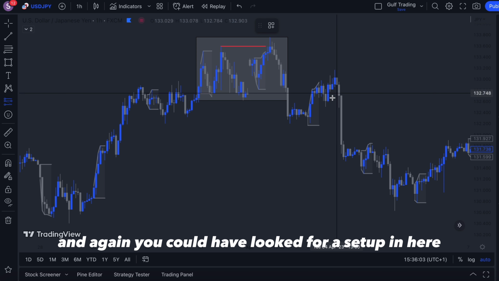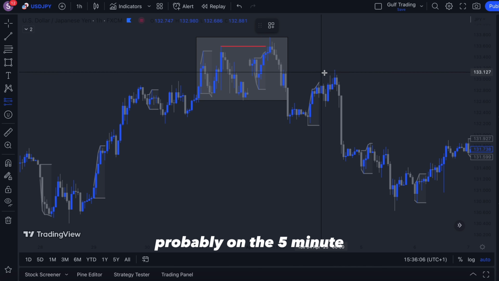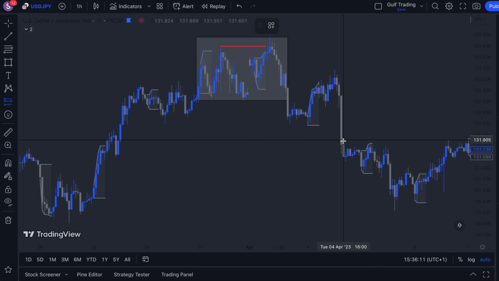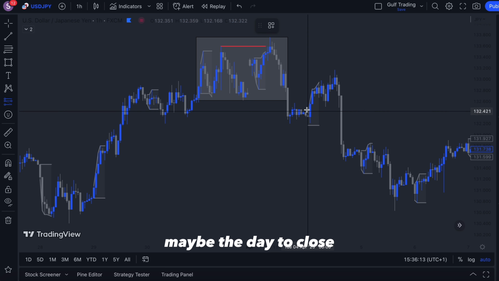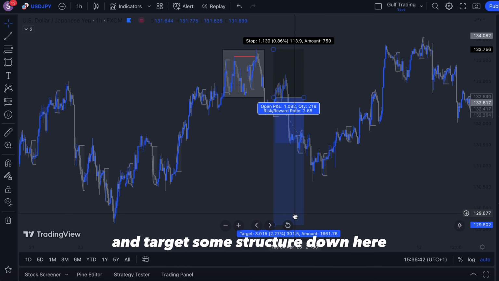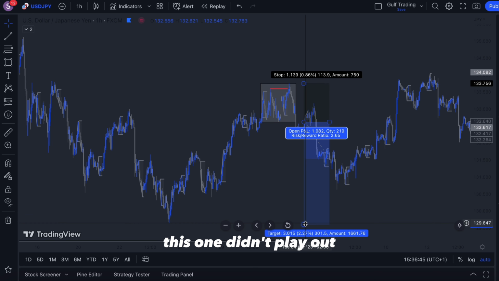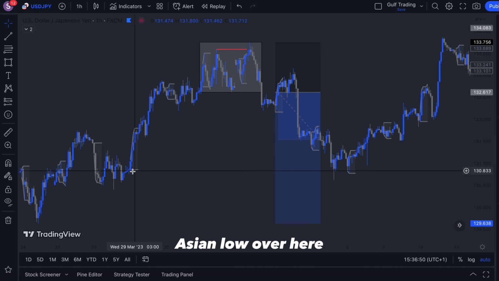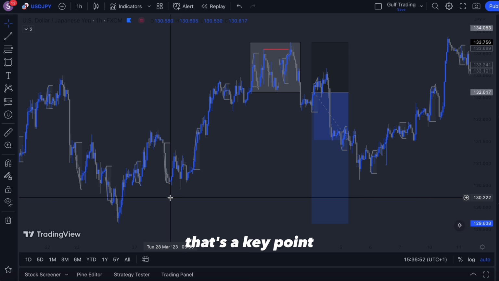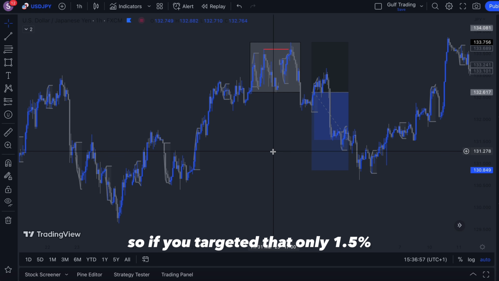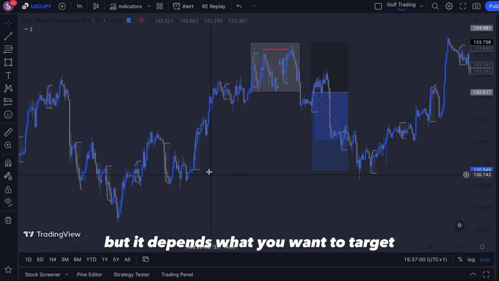And again, you could have looked for a setup in here. There's some, probably on a 5-minute, maybe 15-minute, you can get some setups and then take price down later in the New York session. But if you just waited for candles, maybe the day to close, you can place your limit, stop loss above here, and target some structure down here. This one didn't play out, unfortunately. You could have targeted anywhere. There's this Asian low over here that needs to get taken, so that's a key point that might get taken. So if you targeted that, only a 1.5%, but it depends where you want to target.